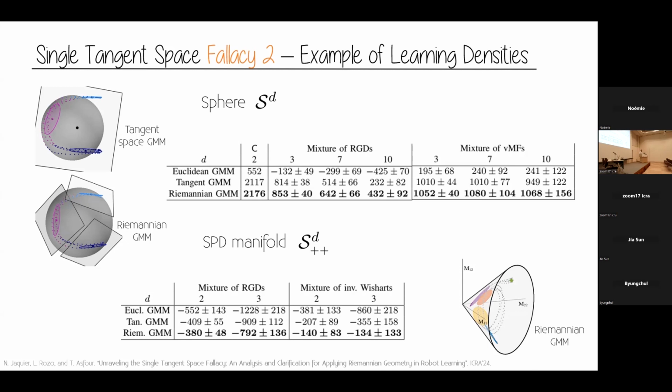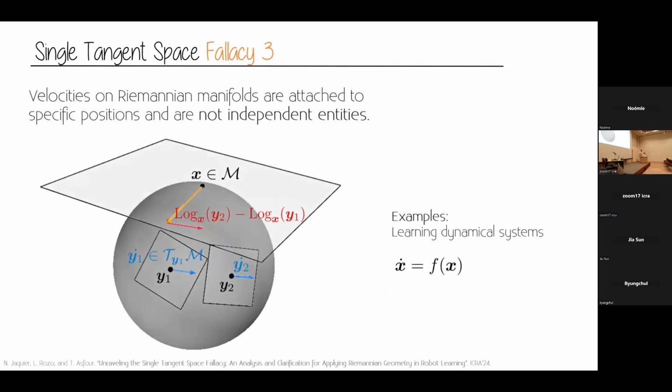Now we're going to move to the third fallacy. So this might look very simple and very obvious for many of us that play with dynamical systems on Riemannian manifolds, but the concept here is pretty simple. Velocities on Riemannian manifolds, of course, are attached to the positions to which these velocities belong, right? It's a very simple notion.